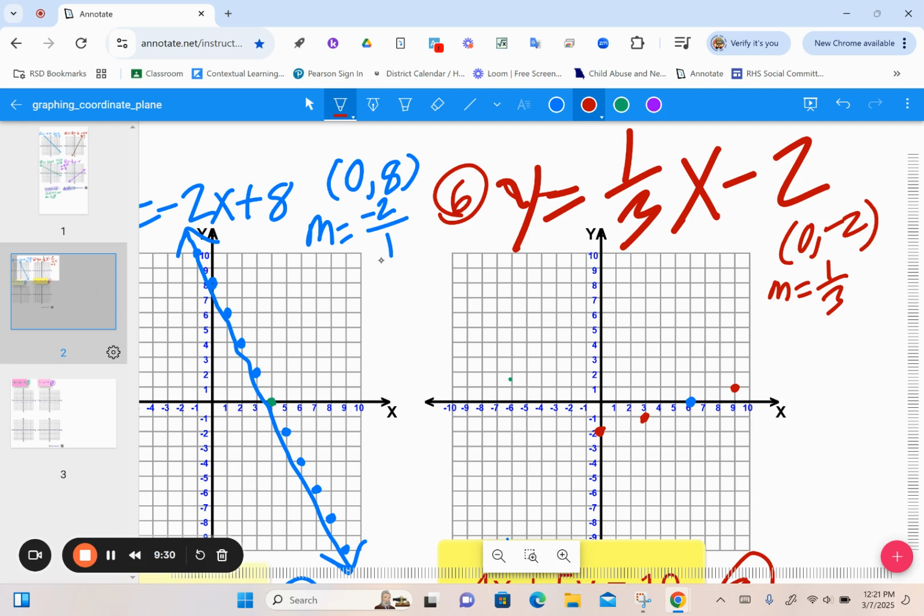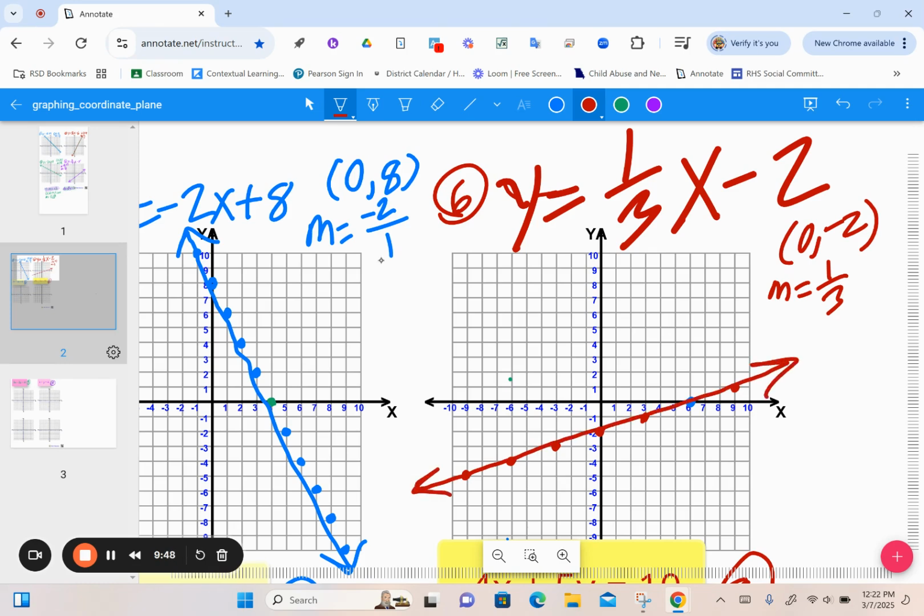So I could go down 1, left 3. Down 1, left 3. And we're going to count by 3. So I'm under the 6. Down 1, left 3. So I'm under the 9. And then we would have this as the line.